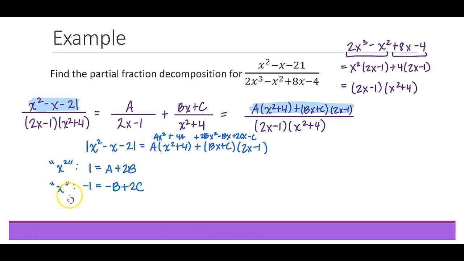And then finally, we're going to take a look at the constant terms, so now the ones without any x's. The constant on the left-hand side is -21, and that's going to have to equal all the terms without any x's on the right. So that's going to be 4a, and then just minus c. So now here is our system of 3 equations with 3 unknowns. We wanted a, b, and c. So these are my 3 equations.